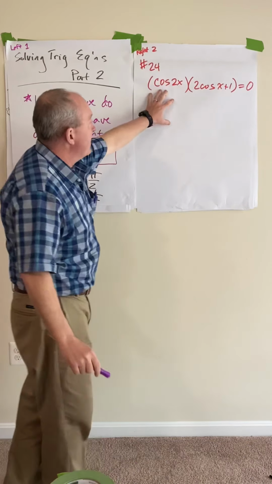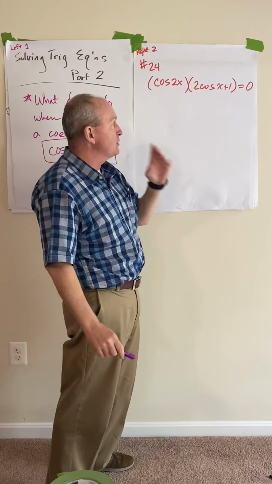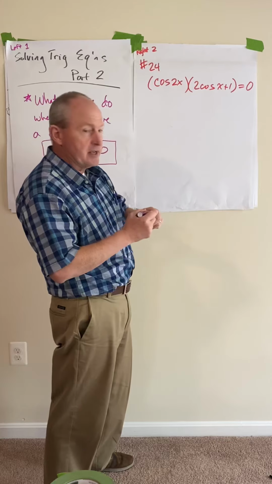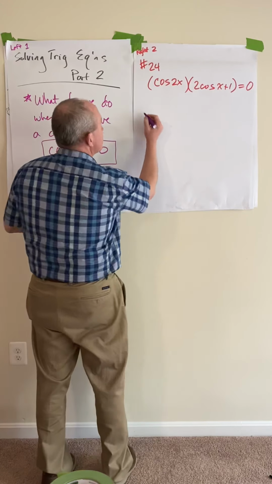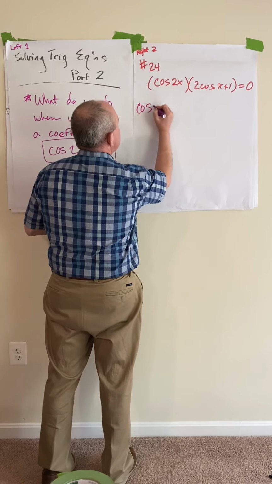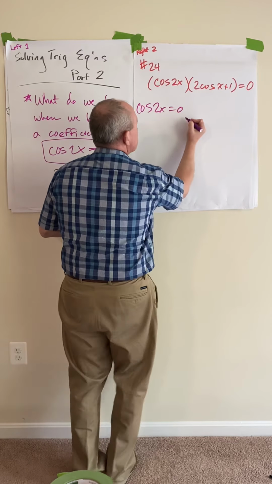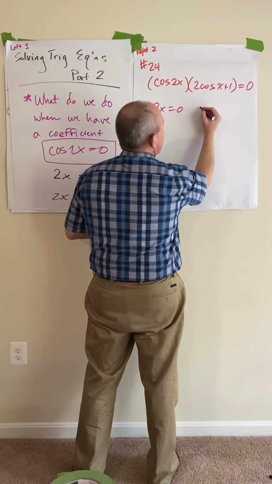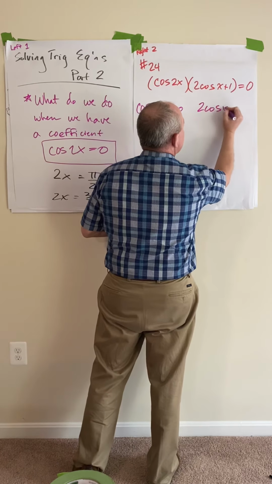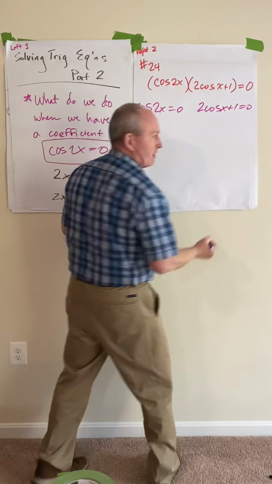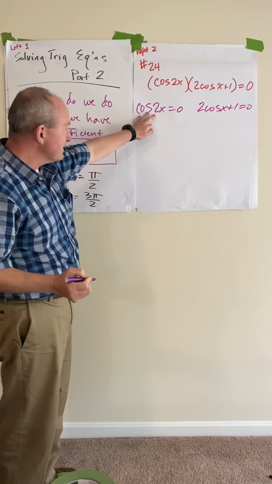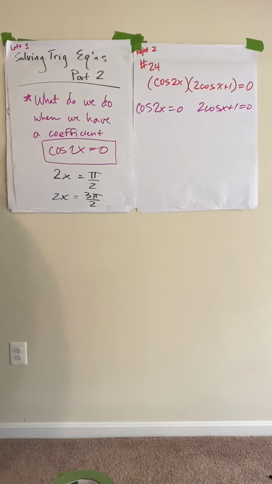So if I have cosine of 2x times 2 cosine x plus 1 equals 0, we're going to use the zero product property, and we get cosine 2x equals 0. And then if we do this one, we get 2 cosine x plus 1 equals 0. Well, this guy, we just solved. And that's actually, right, I just ripped my paper, did it again.